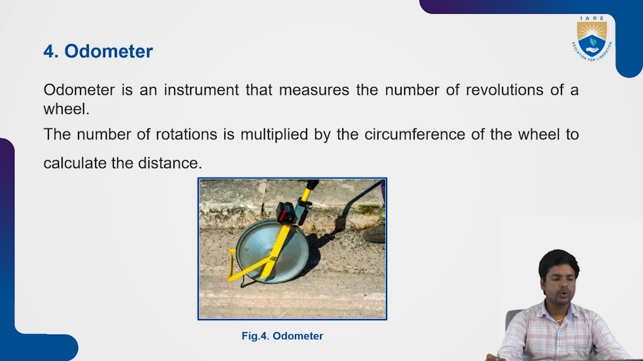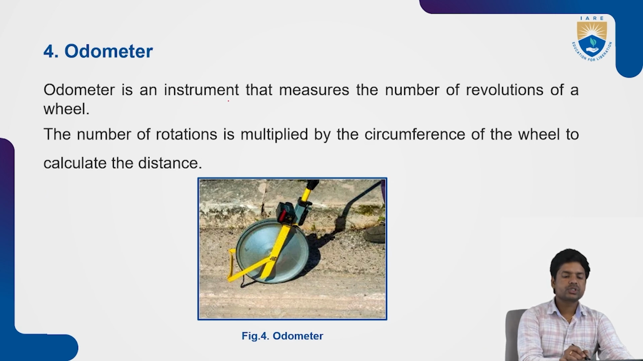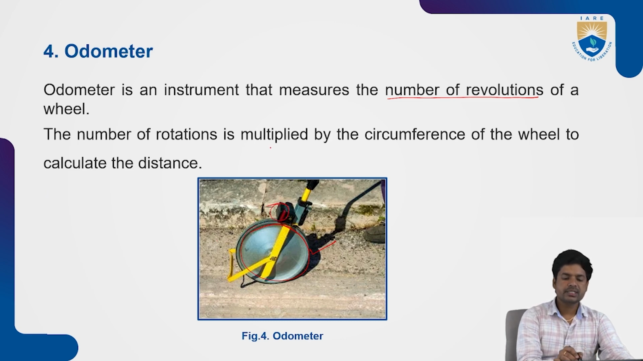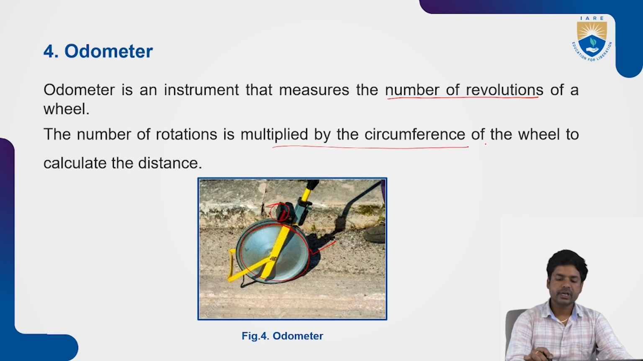And next one, odometer. So odometer is an instrument that measures the number of revolutions of a wheel. So in this picture, if you see here, you can see one wheel type instrument. So this is the instrument we are going to use for surveying to measure the distances from one point to another point. So here, when you move this particular wheel, it is going to record the number of revolutions in this particular device. Okay, and the number of rotations is multiplied by the circumference of the wheel.